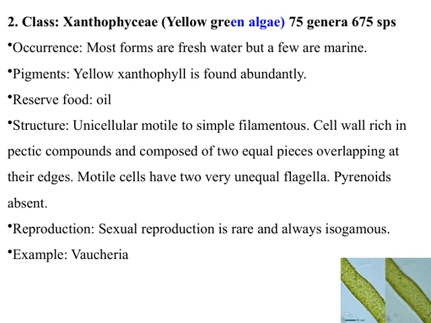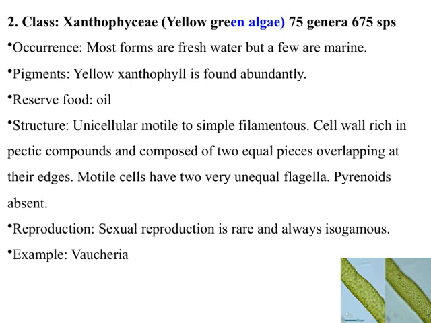One of the most distinctive features of these algae is their pigments. They contain abundant yellow xanthophyll pigments, which give them their characteristic color. This pigmentation plays a role in their photosynthetic process, helping them capture light efficiently. In terms of storage, they primarily store reserve food in the form of oil. This is quite important because it allows them to store energy efficiently, especially in fluctuating environmental conditions.